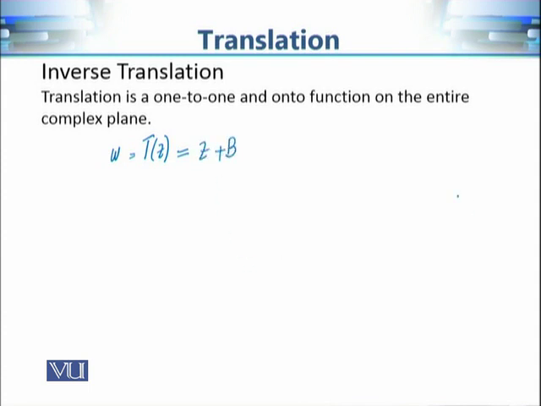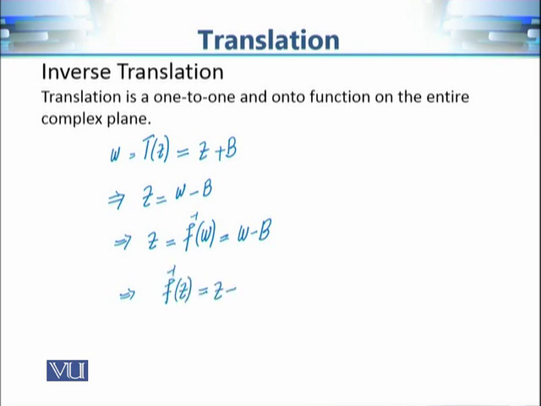Now we know that if the function is one-to-one and onto, then we can solve for z in terms of w, which is very simple in this case. We can find the value of z in terms of b, so this becomes w - b. This implies that the inverse function is basically w - b. And if we use the same variable, then T inverse of z is equal to z - b. So this is the inverse of this translation.